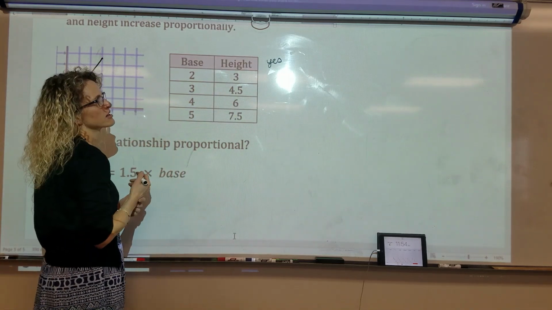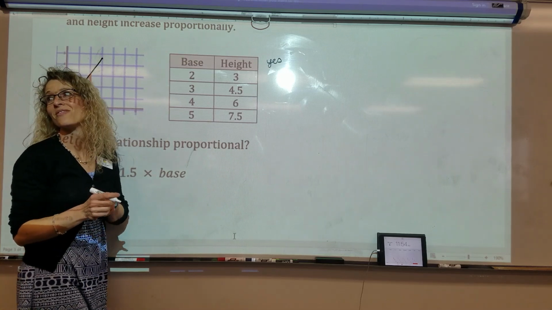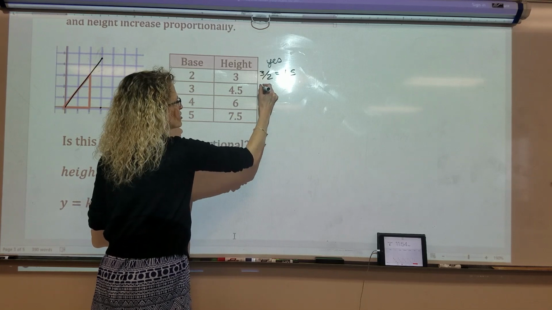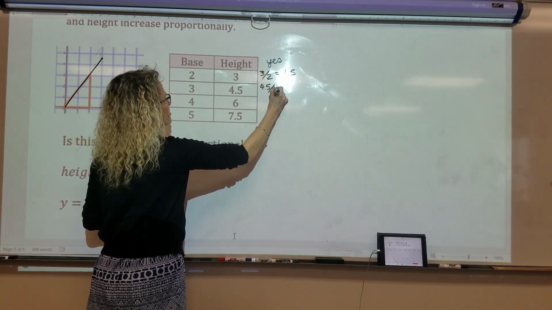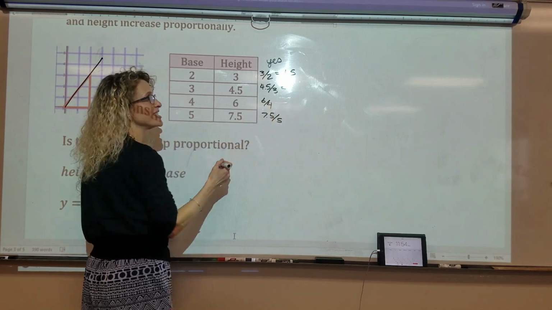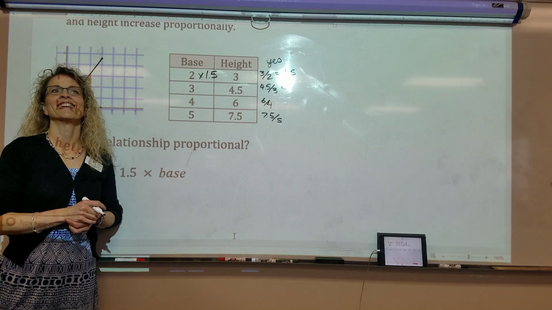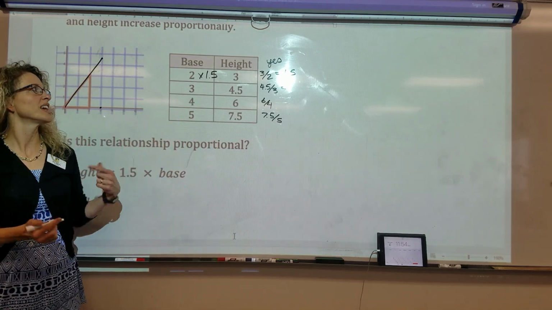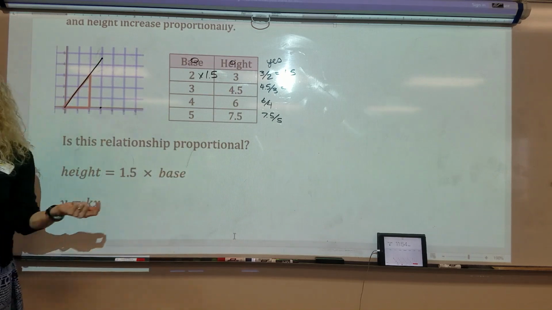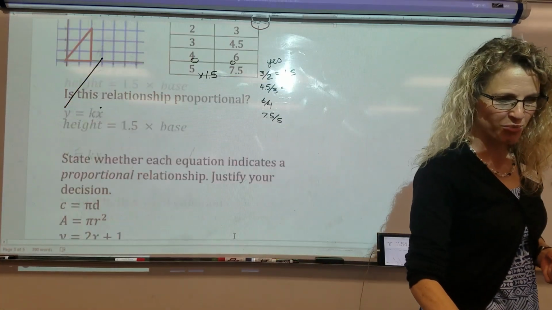Hannah, what did you test? Well, the height divided by the base equals 1.5. Is that true every time? Output divided by input. Every time it's 1.5. Is that our constant of proportionality? Yes. So then we can say yes. Would a 0, if it had 0 base, would it have 0 height? Yes. So it goes through the origin. Okay. You guys are passing so far.